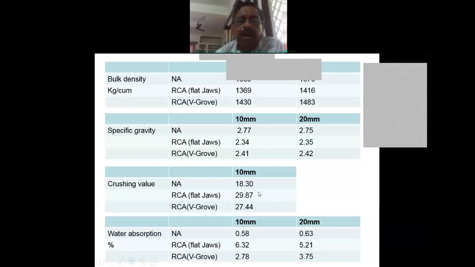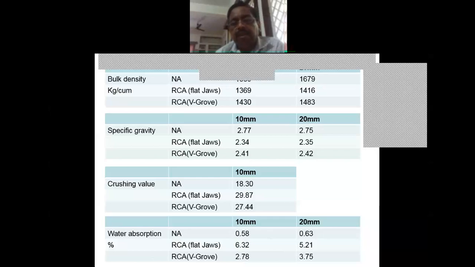So this RCA will have a higher crushing value, and water absorption also will be higher compared to natural aggregate. Natural aggregate water absorption is around 0.5 to 0.75, whereas RCA will be around 5 to 6%. With V groove, because most of the mortar has been removed, water absorption is reduced compared to flat jaw aggregates, but still it is higher than natural aggregate. So this is the property which we have to account for in our mix design, and then we have to follow the proper mix design procedure.